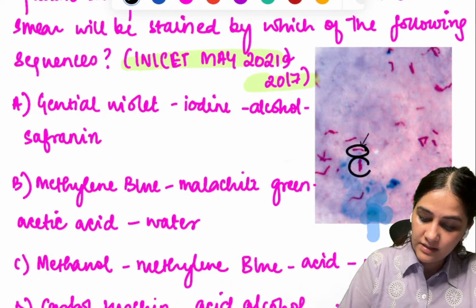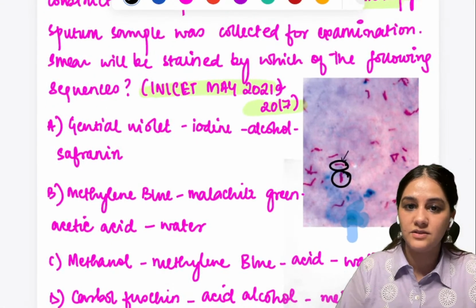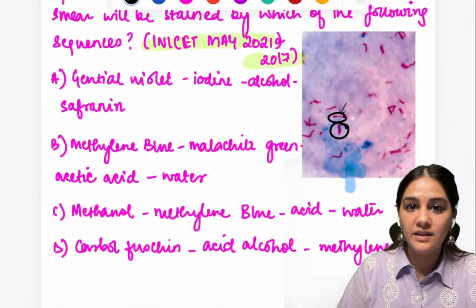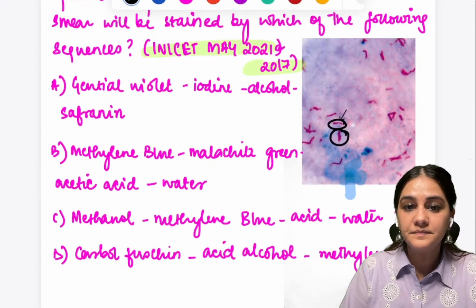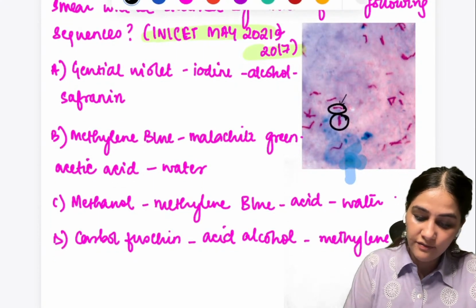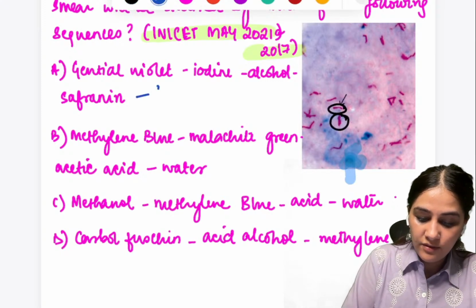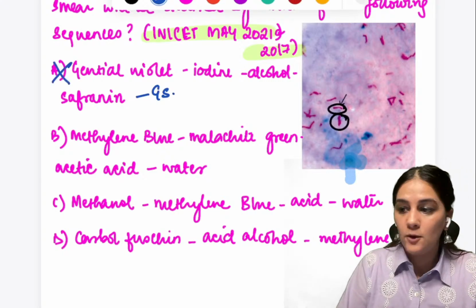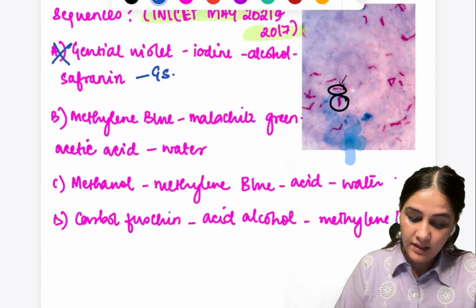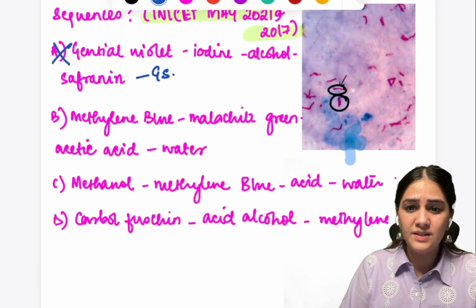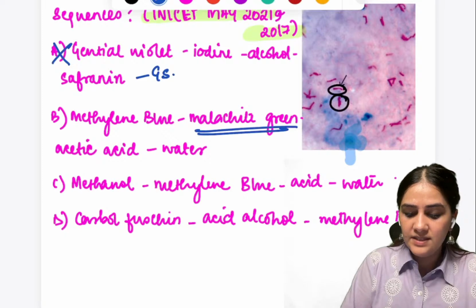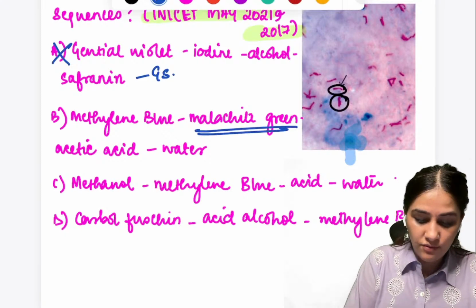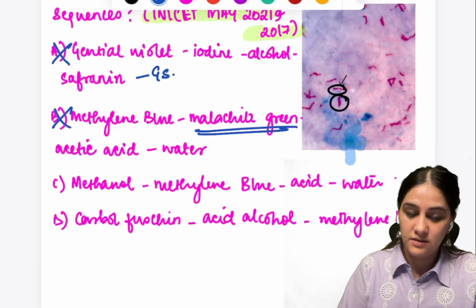What structures are these? So these are definitely some acid fast structures, right? And what type of a method have they done? Let's see the options. So gentian violet, iodine, alcohol, and safranin. This is for gram staining, right? So this is definitely not the option. Next, methylene blue, malachite green, acetic acid, water. Can we see anything green here? No, we can't. So this is definitely not going to be the answer.